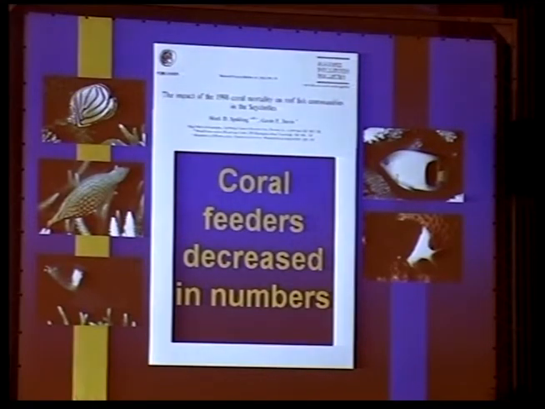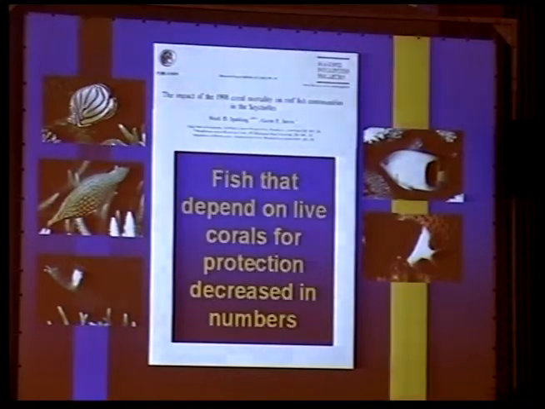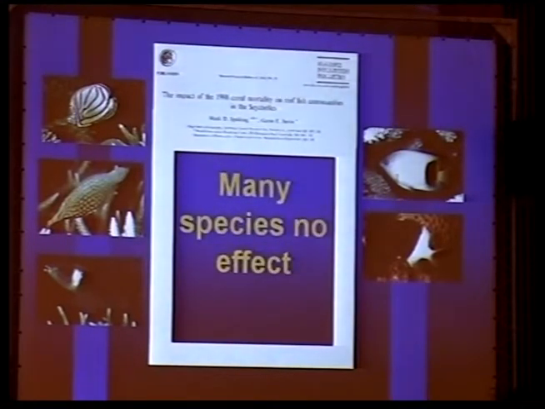This study was conducted in the Seychelles by Spalding and Jarvis. They saw that coral feeders decreased in numbers. That's also a pattern we saw. And they also saw that fish that depend on live corals for protection decreased in numbers. But there were many species where there was no effect. Same thing with our study.